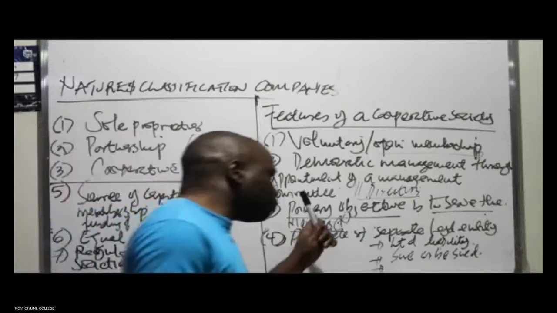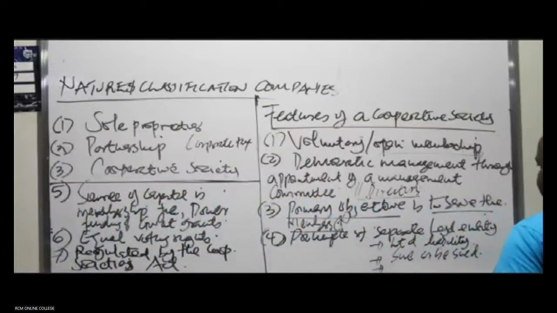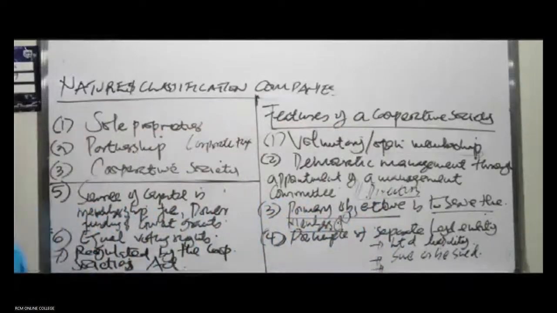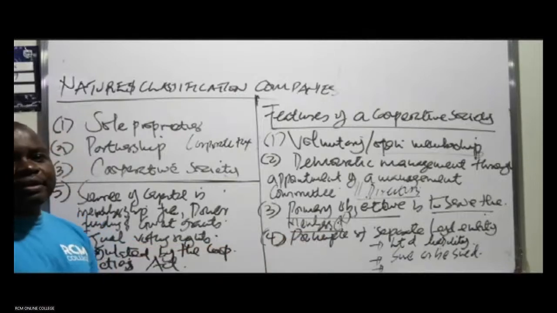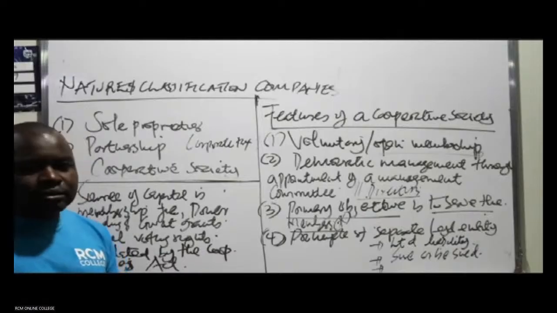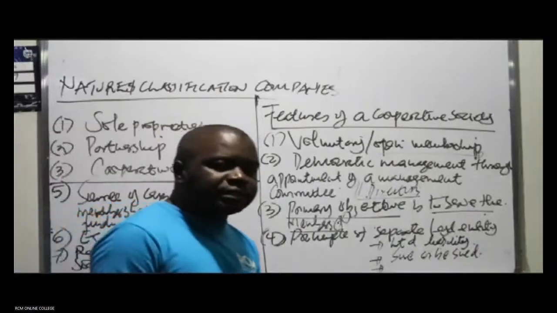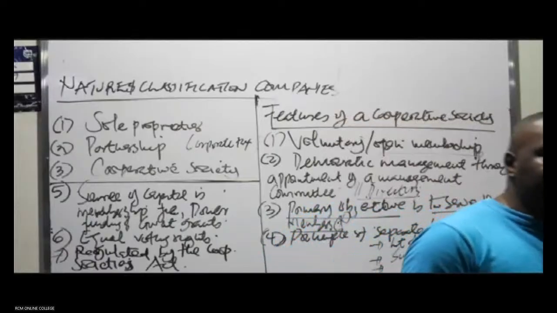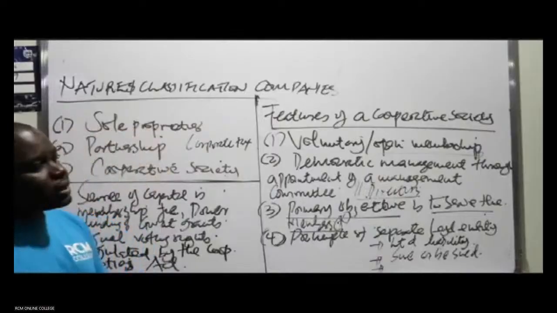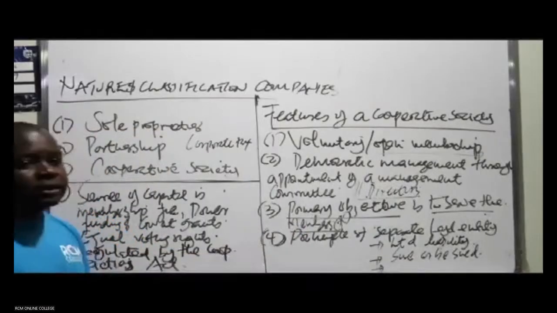Then the primary objective is to serve the members. Profit making for this kind of body will come as a secondary. So we start with the primary. Our primary is to ensure that our members are satisfied. Are we serving them better? Are they getting farm inputs? Are they getting a return on their economic activity? Do they have somewhere they can supply the produce they are producing? We are trying to serve our members.